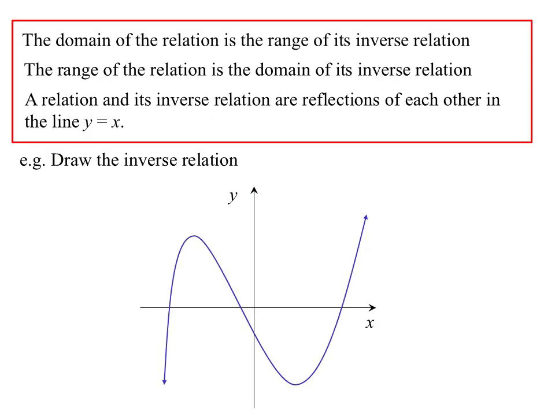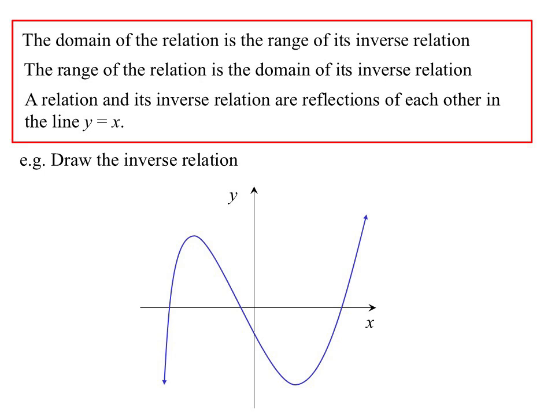But what about domain and range? Well, because we're simply swapping the x and the y values around, the domain of the relation must become the range of the inverse relation, and the other way around would be true as well. So x and y's are swapping, domain and range swap over. And if you were to draw both of them on the same number plane, they will be symmetric in the line y equals x. They would be reflections of each other in the line y equals x.